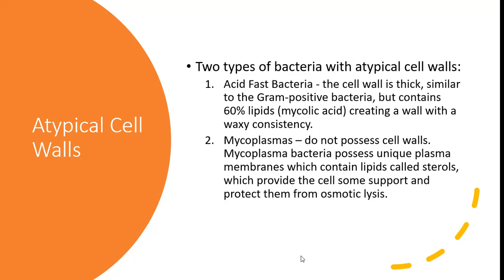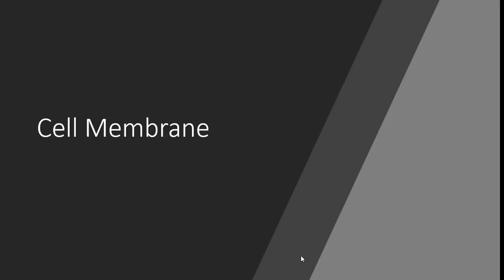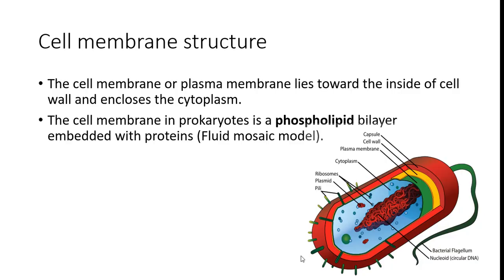So the acid fast are often going to be pretty severe pathogenic bacteria. Then you've got the other group, the mycoplasmas, which do not possess a cell wall. And that is how they are atypical. So gram positive, gram negative, and atypical for your cell walls. Now, all cells possess the cell membrane. When you talk about a bacterial cell membrane, it is the basic phospholipid bilayer with the embedded proteins, that fluid mosaic model that you have learned before.